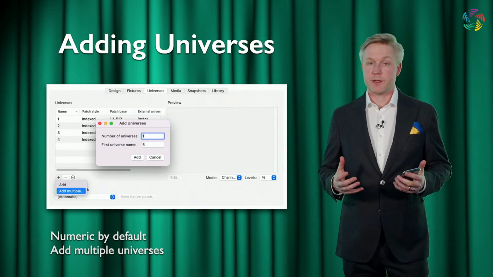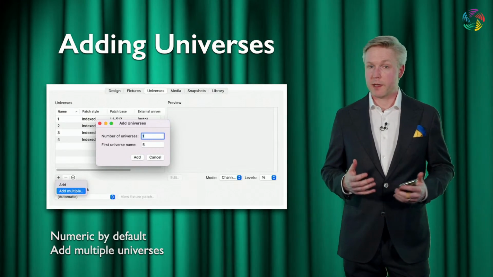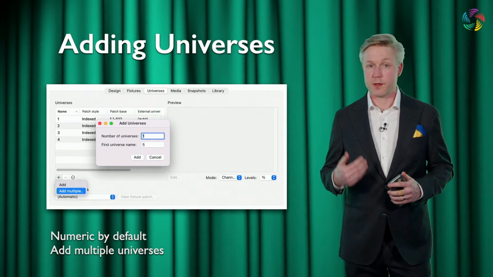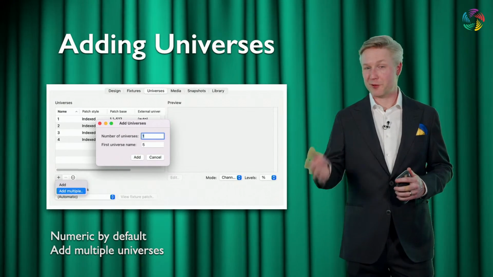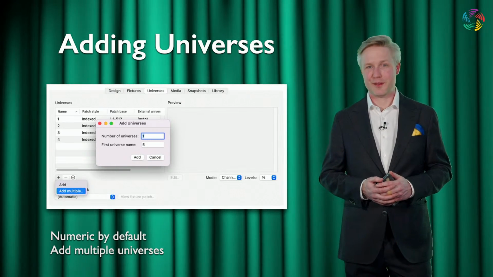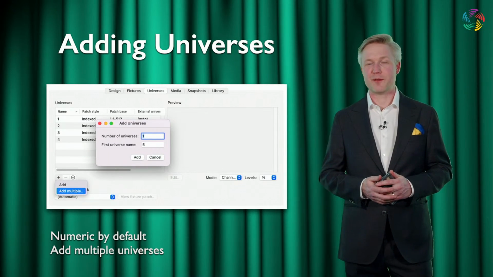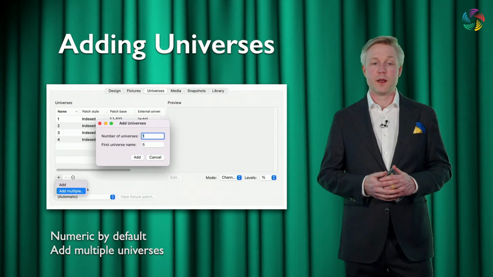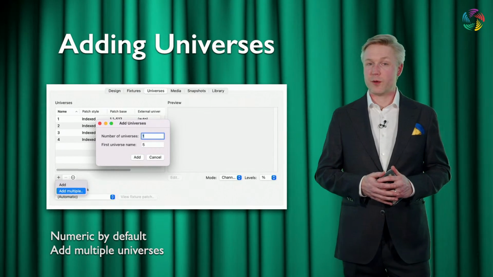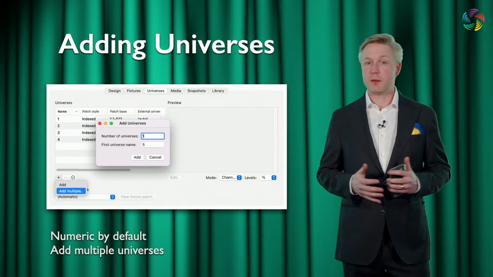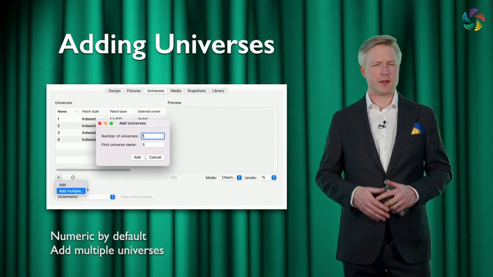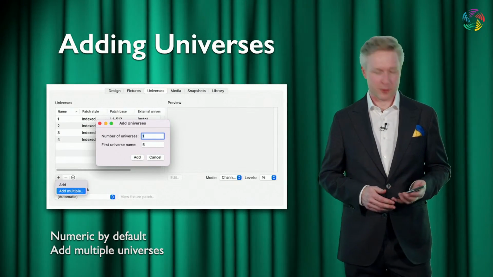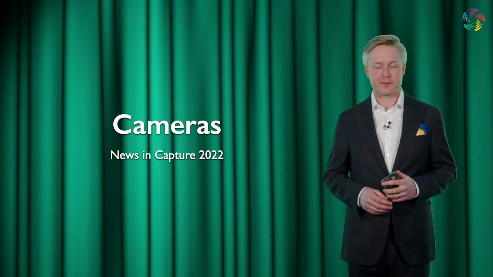We've also changed the way universes are named by default, in that now the default is numeric rather than alphabetic. Perhaps you saw the poll on the Facebook group where it was very obvious that this was the better way to do things. In addition to that, we've also added a way of adding multiple universes that lets you create hundreds of DMX universes without repetitive clicking. Wow, isn't that great?